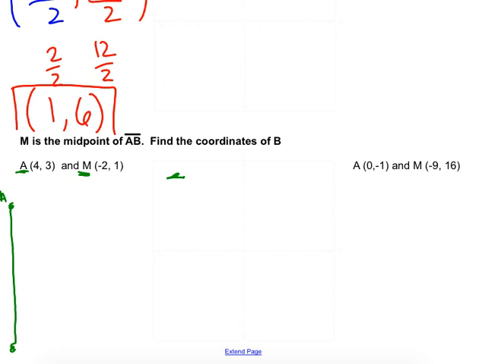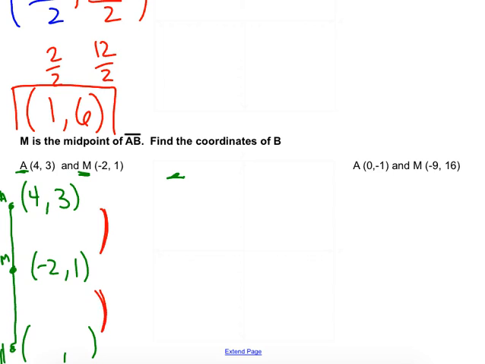So here's where I'm starting. I need to find my endpoint, and I know my midpoint. So let's label 4, 3. Here's my middle. I know that's -2, 1. And I'm looking for this guy here. Remember that this distance from here to here needs to be the same from here to here.